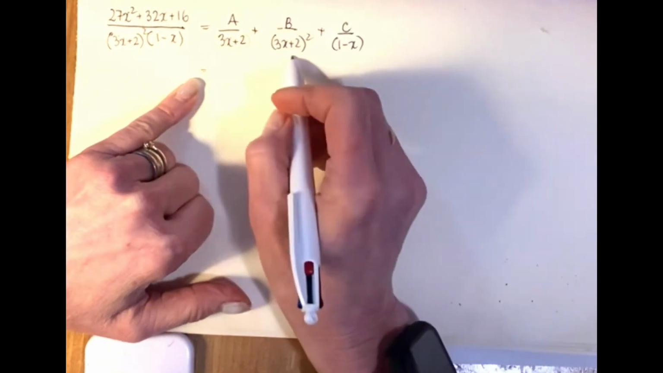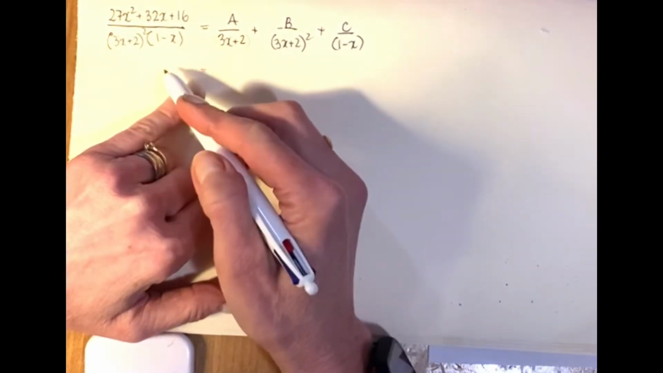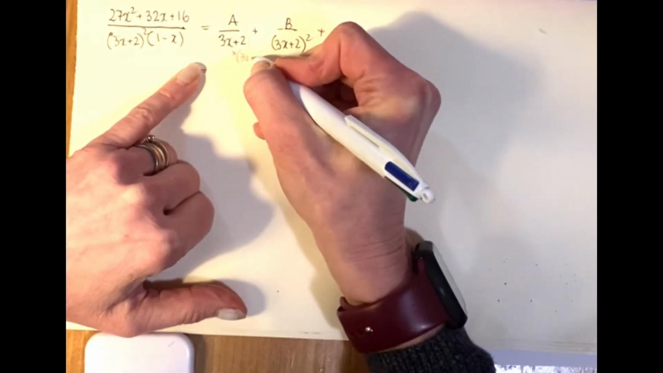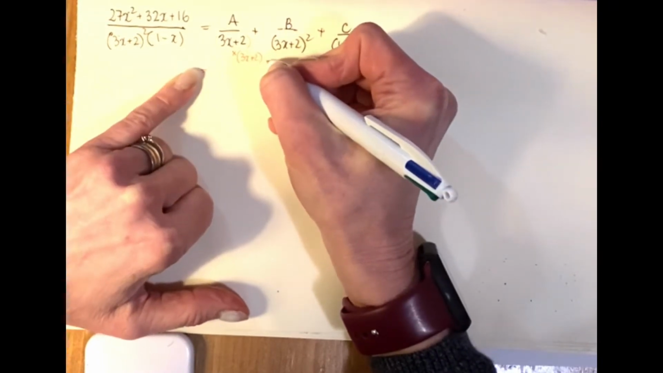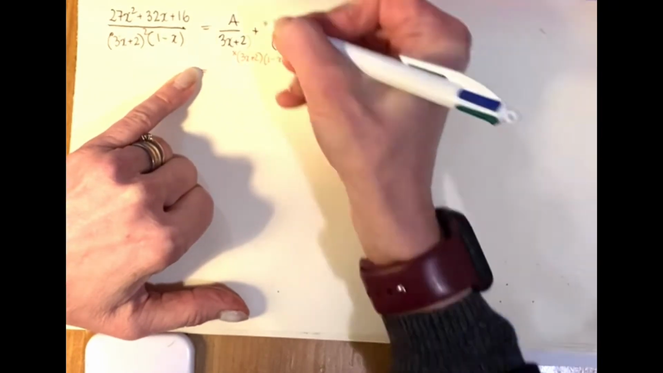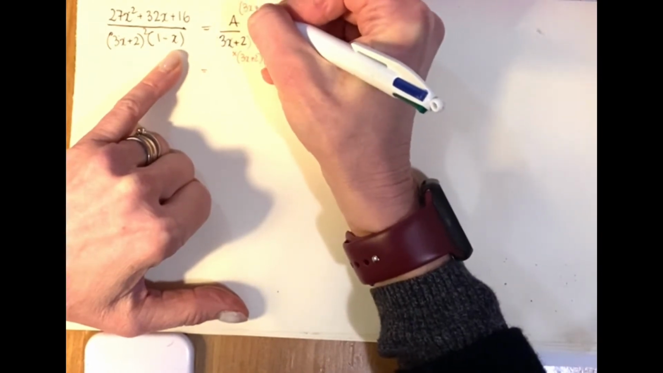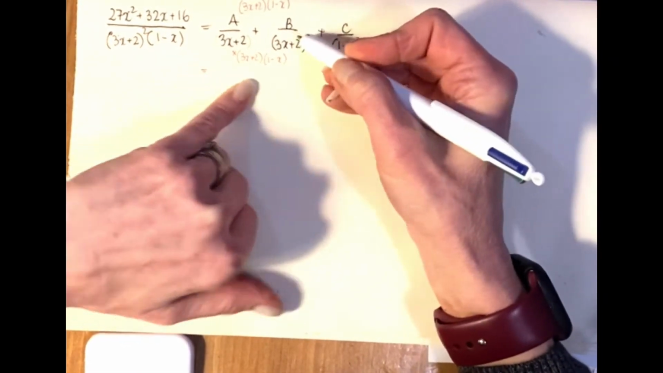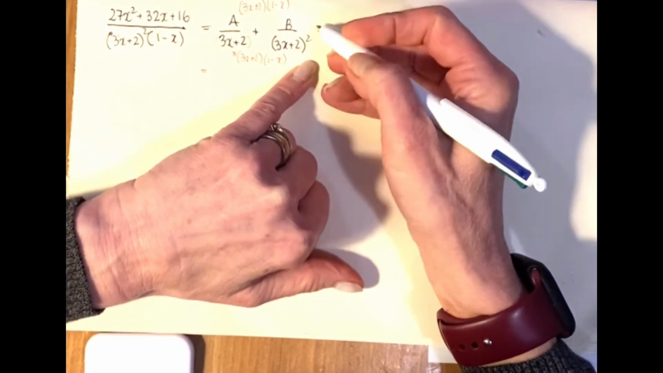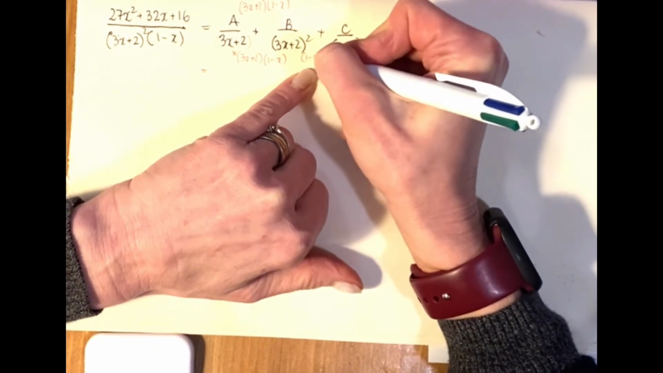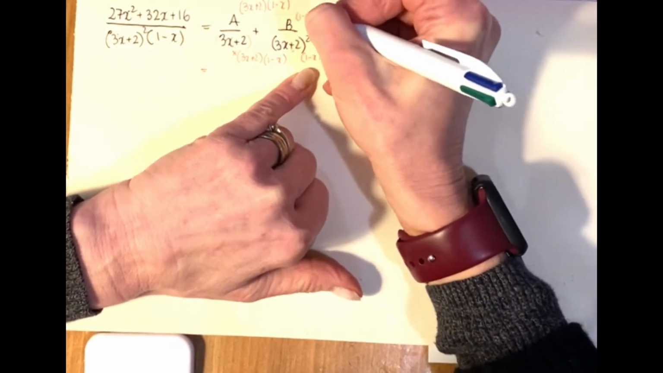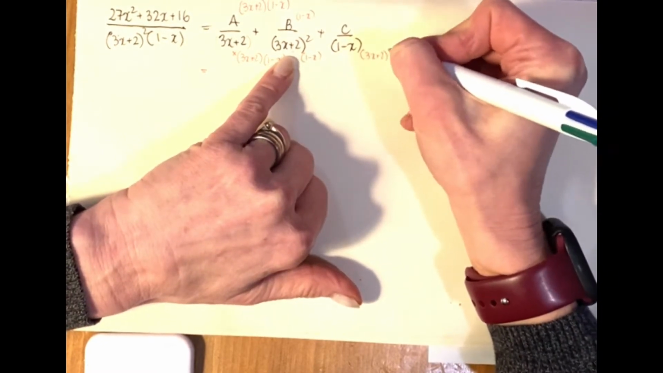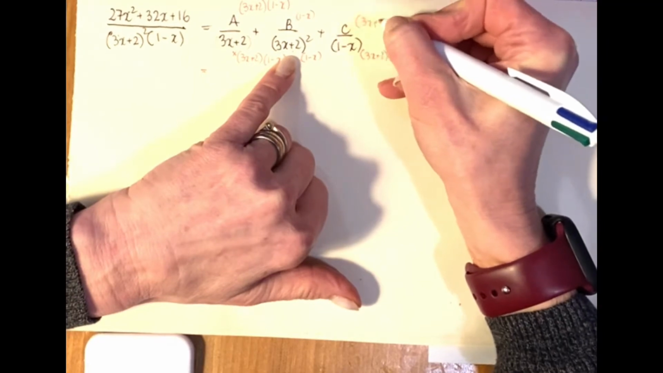So the common denominator is going to be this denominator on the left-hand side. So the first fraction needs to be multiplied by 3x plus 2 in order to have 3x plus 2 squared, and then by 1 minus x. So A will be multiplied by 3x plus 2 and 1 minus x. Then the second fraction already has two of these brackets, so you just need to multiply it by 1 minus x. So you do the same to the numerator. And the last one needs to be multiplied by 3x plus 2 all squared.